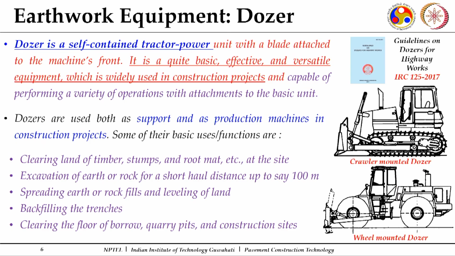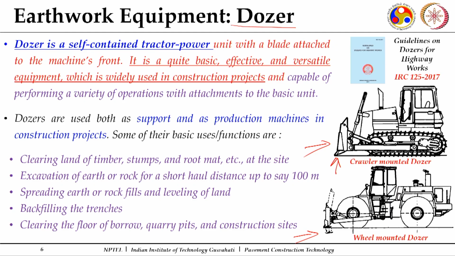Now let us see what different kinds of earthwork equipment there are and how they are put to use. One quite common piece of equipment is the dozer. It's a self-contained tractor, and you have both crawler mounted and wheel mounted ones. It is a unit with a blade attached to the machine's front. You can see this is the blade attached to the machine's front. It is quite basic, effective and versatile equipment, widely used in construction projects.